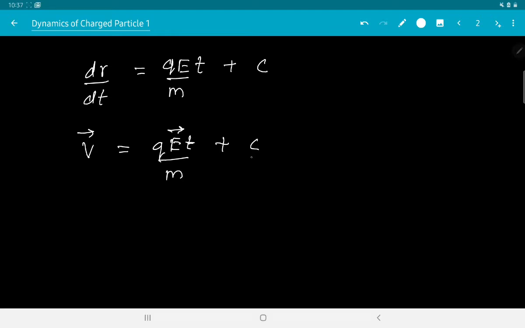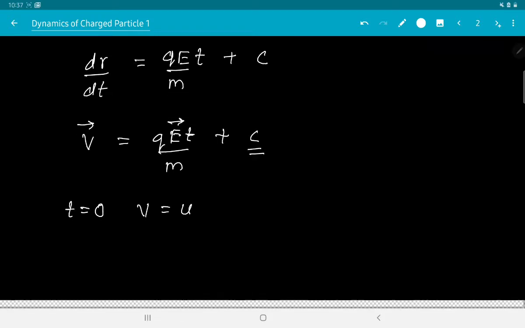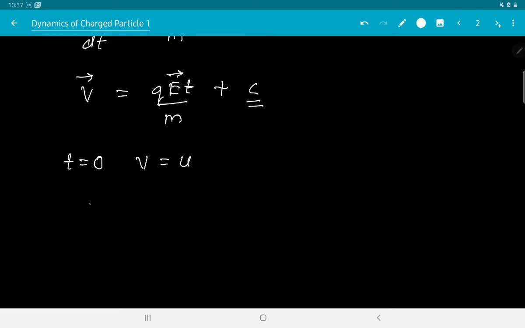Now we have to find this constant of integration. To find the constant of integration, we will equate t is equal to 0. Then the velocity will be the initial velocity. So we will get initial velocity. This whole term will become 0 as we have equated t is equal to 0. So we will get u is equal to c. That means this constant of integration is nothing but initial velocity.